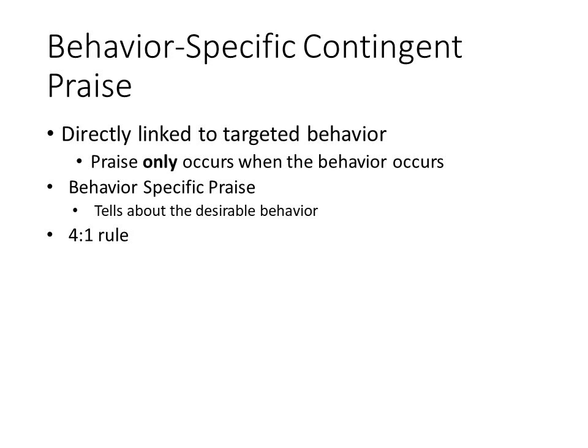Next, we'll talk about behavior-specific contingent praise. Behavior-specific contingent praise is directly linked to the targeted behavior. The praise only occurs when the behavior occurs. Behavior-specific praise tells about the desired behavior. As a rule, again, for every one negative behavior you point out, you should be acknowledging four positive, desirable behaviors.